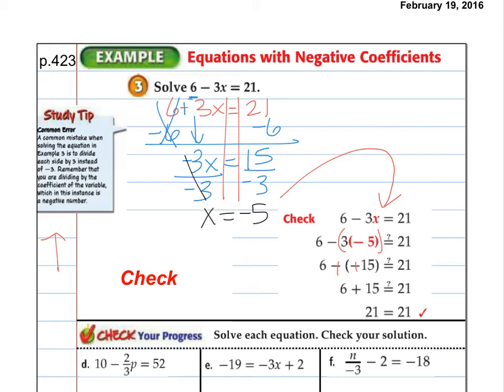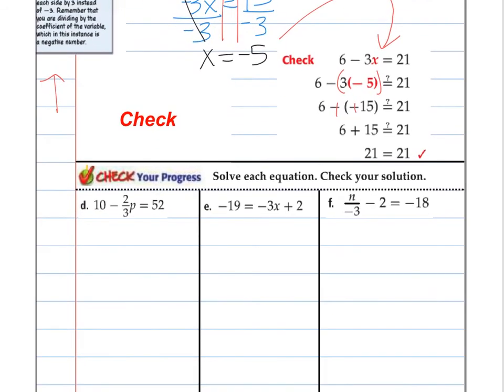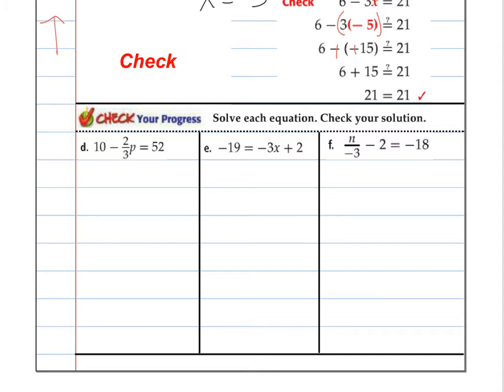Pay attention to that one. All right, a couple more with the negatives. Pause and come back and just check the answers if you want to. If you get them wrong, then see the work.